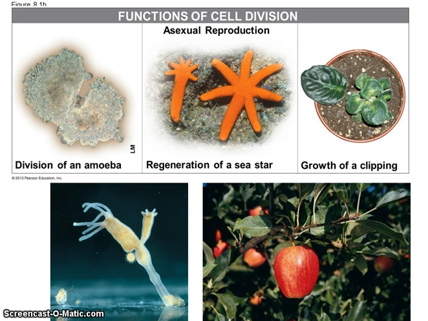Let's look at some more examples. When you have individual single-celled organisms and they divide, that's reproduction. Here is the regeneration of a sea star. There was an original limb, and now it's regenerated the rest of the body into a new sea star. And here's the example of clipping, so putting down a leaf and growing a whole plant from it.